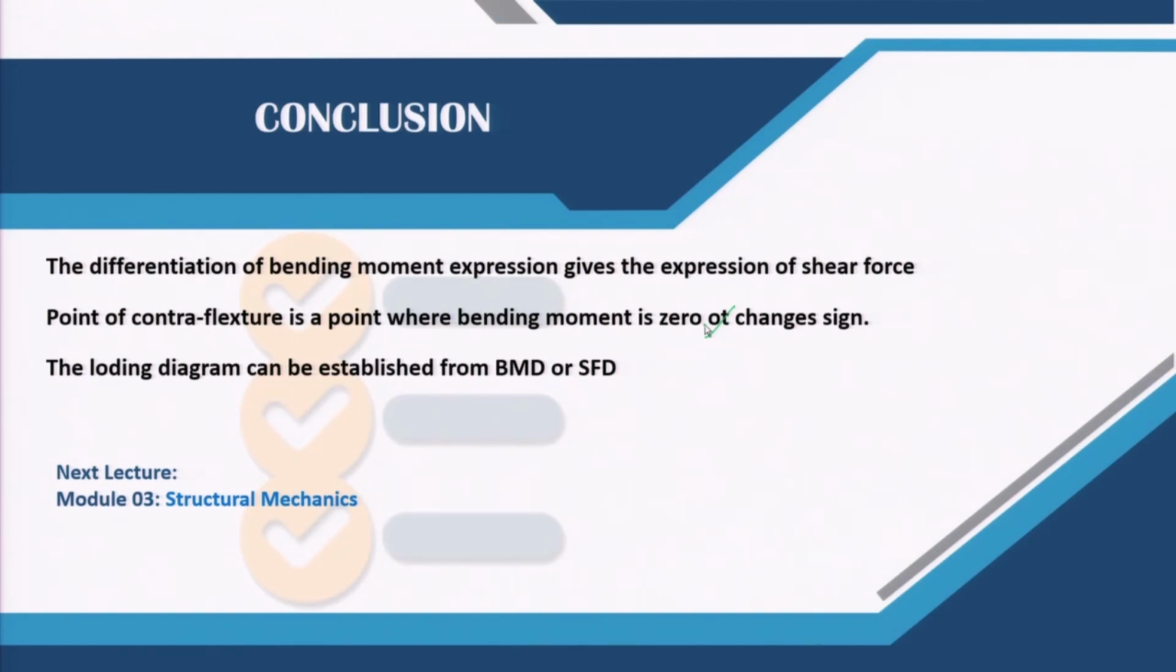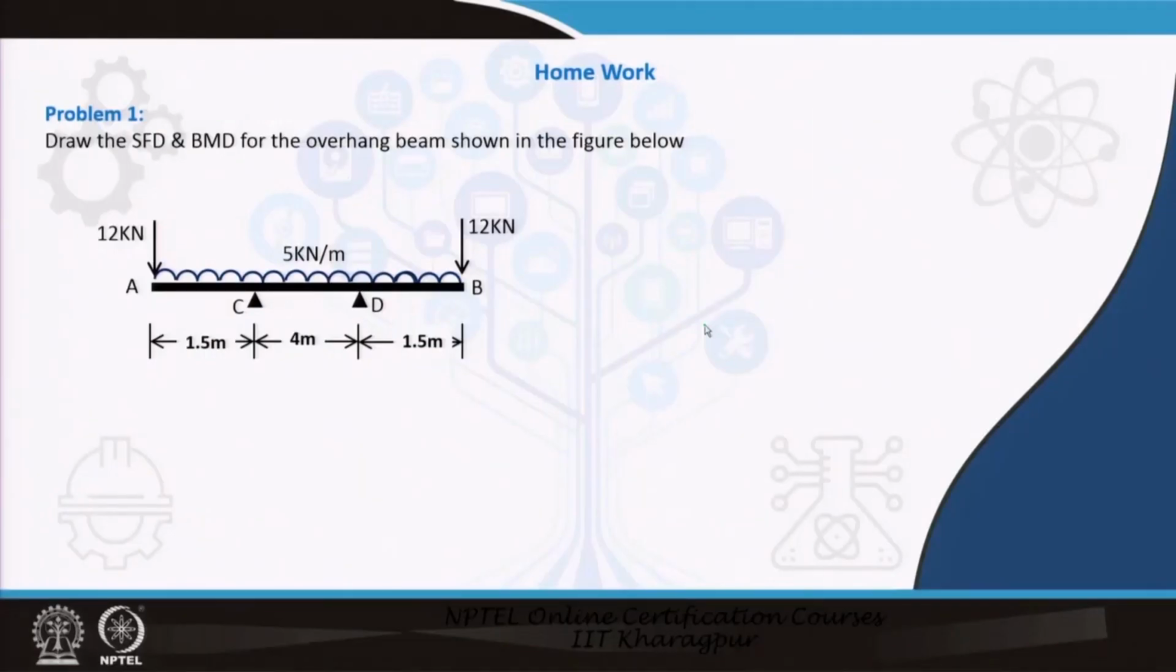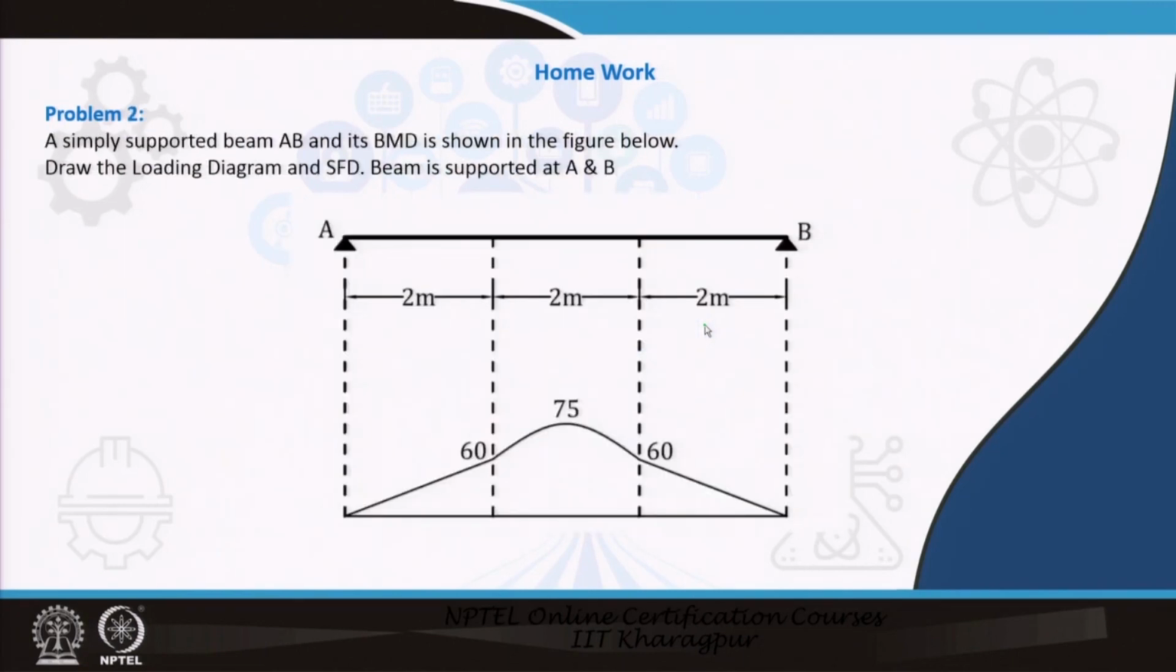So, that is the end of this particular lecture, and we will move to the next lecture on module number 3, structural mechanics. I have two homework problems for you. First, draw the shear force and the bending moment diagram for this overhang beam I have given over here. I have given the UDL, and also the pointed load at the free end.